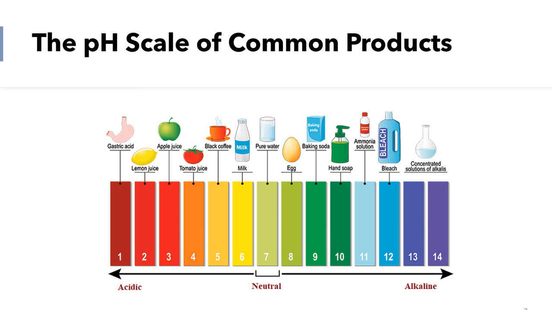The pH scale of common products is given here. Pure water has a pH of 7, that is neutral pH. Egg, baking soda, hand soap, ammonia solution, bleach, and concentrated solutions of alkalis have alkaline pH, that means pH above 7. Milk, black coffee, tomato juice, apple juice, lemon juice, and gastric acid have acidic pH, that means pH less than 7.